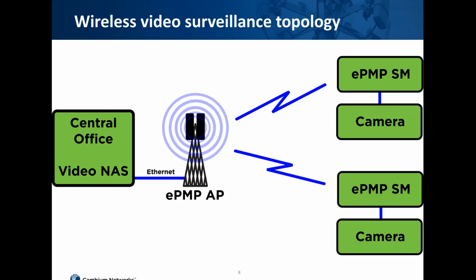Typically, and I've got some pictures of deployments a bit later on, the SM is co-located just above the camera, so you can angle and aim the subscriber module back to the access point, and you can make sure that the camera is covering the visual area that you need it to, depending on the type of camera that you're using.